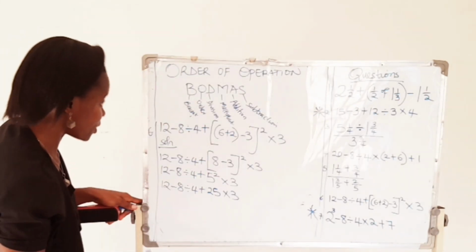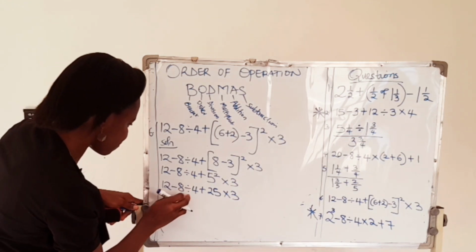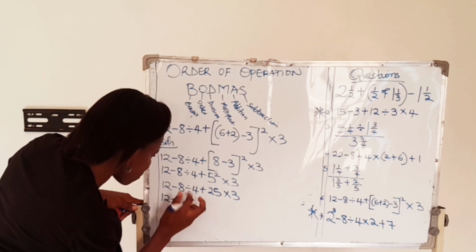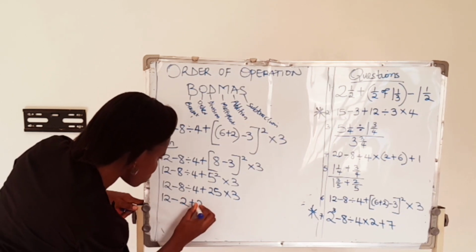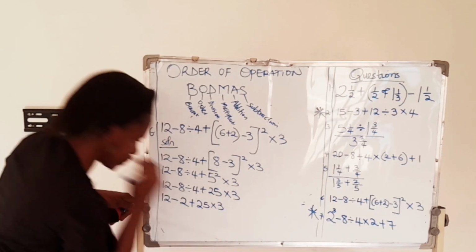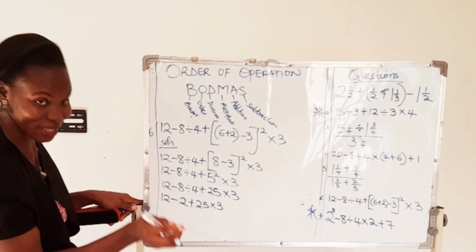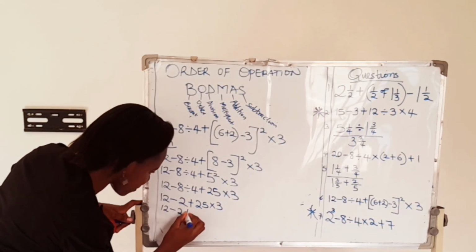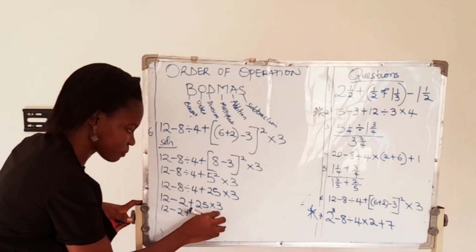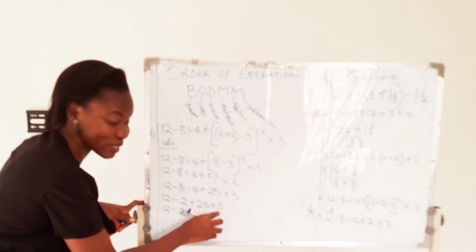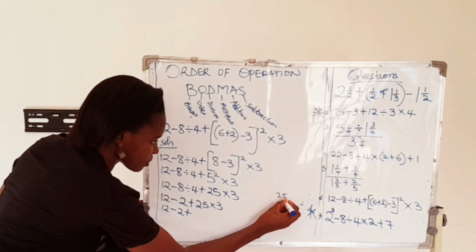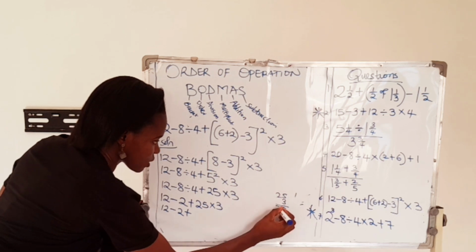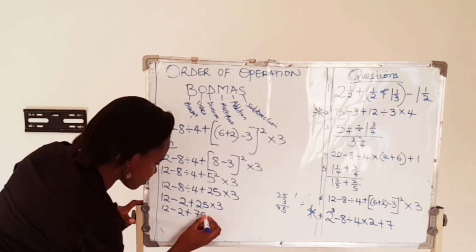Okay, order has disappeared. The next one now is division. So division, we have 12 minus 8 divided by 4 is 2. We have 2 plus 25 times 3. I hope you're getting it. Okay, division has disappeared. The next one, multiplication. 12 minus 2 plus 25 times 3. 25 times 3 will give us 75. See it here, 25 times 3. 3 times 5 is 15, 5 carry 1. 3 times 2 is 6 plus 1, 7. So we have 75.